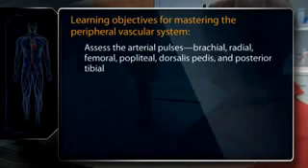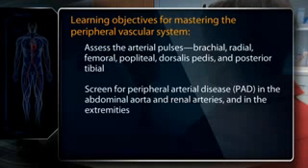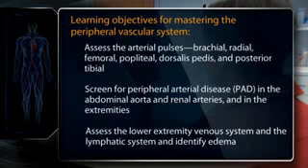Thank you. Your learning objectives for mastering the examination of the peripheral vascular system are to assess the arterial pulses: brachial, radial, femoral, popliteal, dorsalis pedis, and posterior tibial; to screen for peripheral arterial disease, PAD, in the abdominal aorta and renal arteries and in the extremities; to assess the lower extremity venous system and the lymphatic system, including the axillary and epitrochlear lymph nodes and the inguinal lymph nodes; and to identify edema.